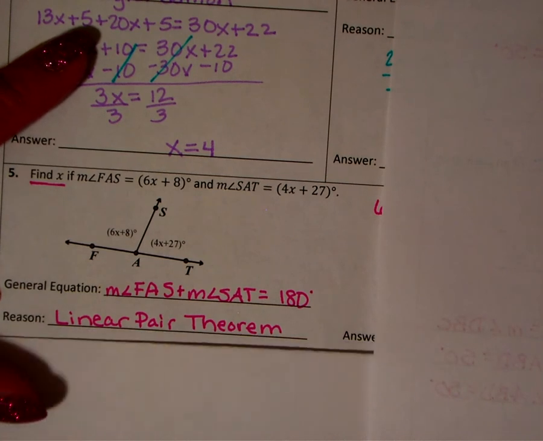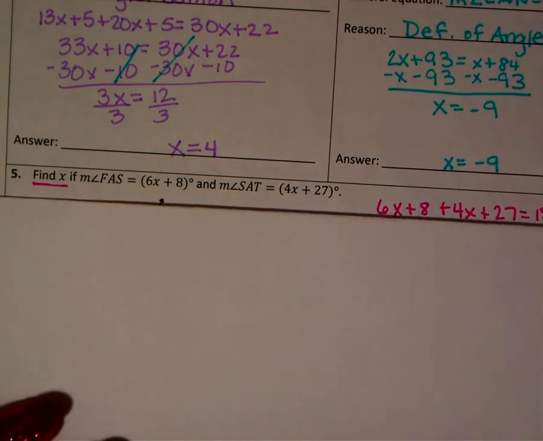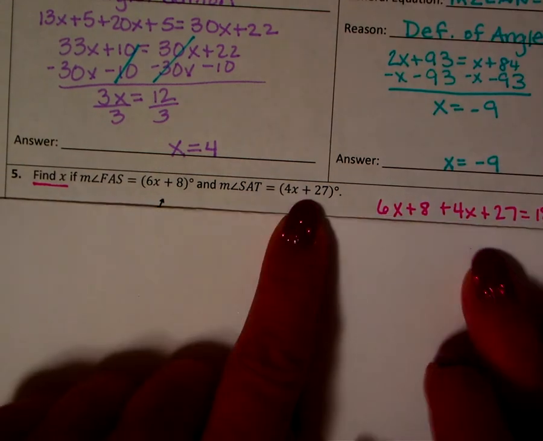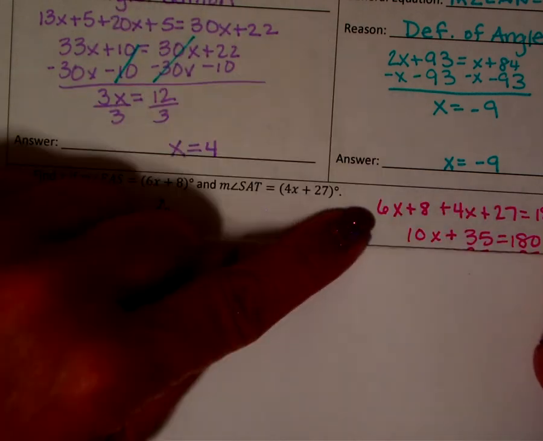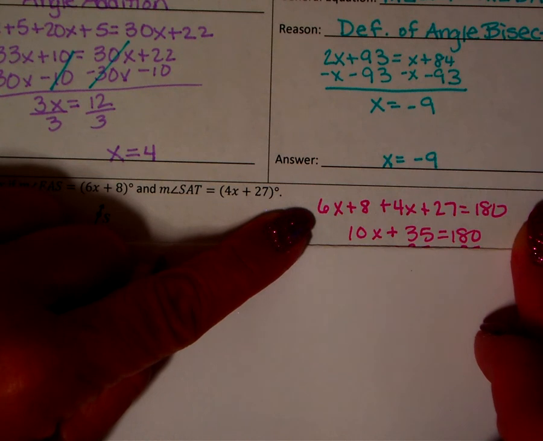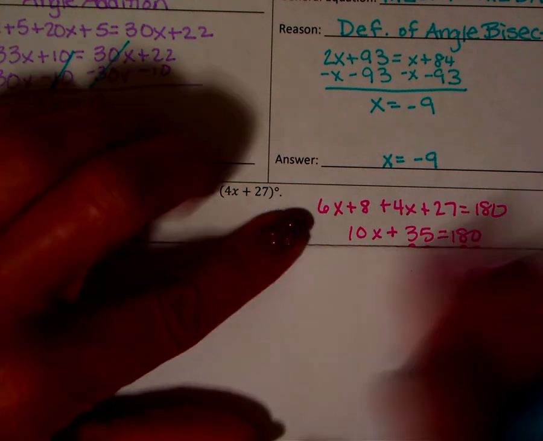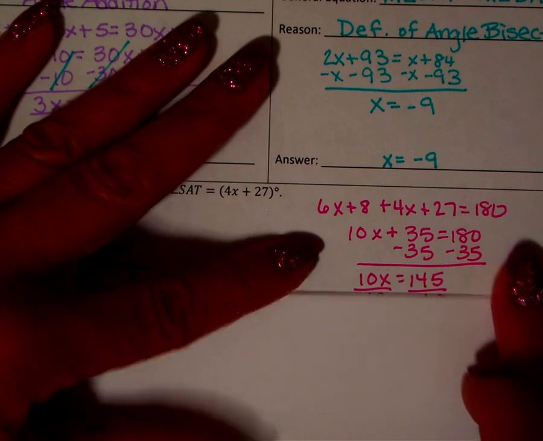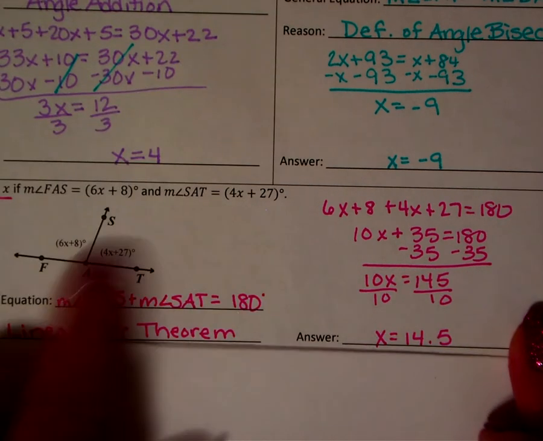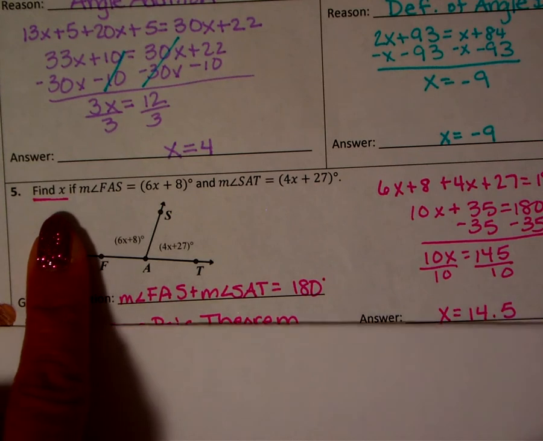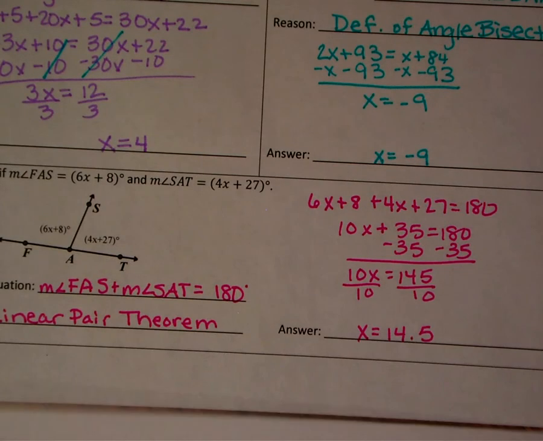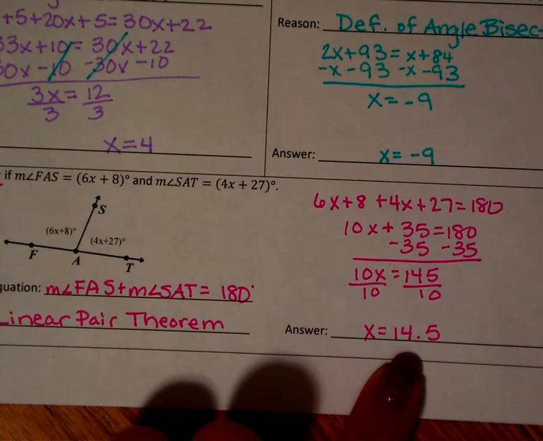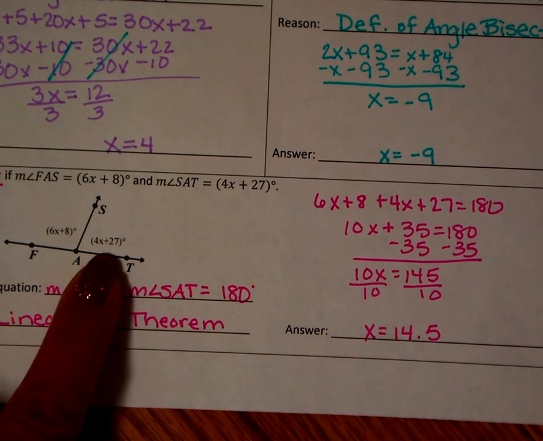Now I can make my substitutions. My 6x plus 8 plus my 4x plus 27 is equal to my 180 degrees. Add like terms on the left, giving me 10x plus 35 equals 180, so subtract your 35, and then divide by 10, and I get that x is 14.5. A reminder, it did ask us to just find x. And I will again remind you that if it asks you to find the measure of angle SAT, after you find x, you can certainly do that. You just have to plug in 14.5 for x and then recalculate.